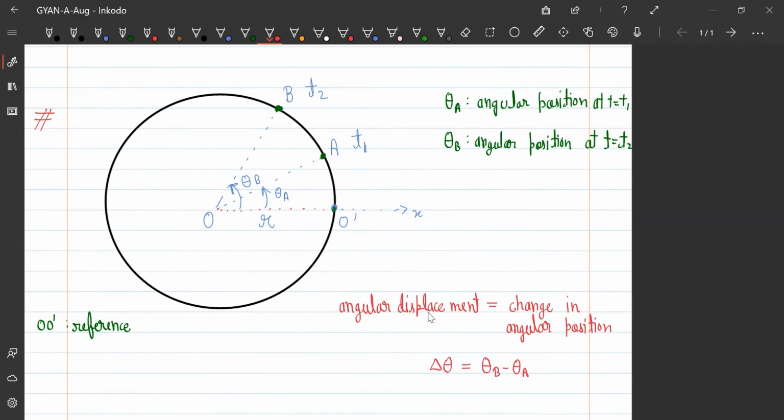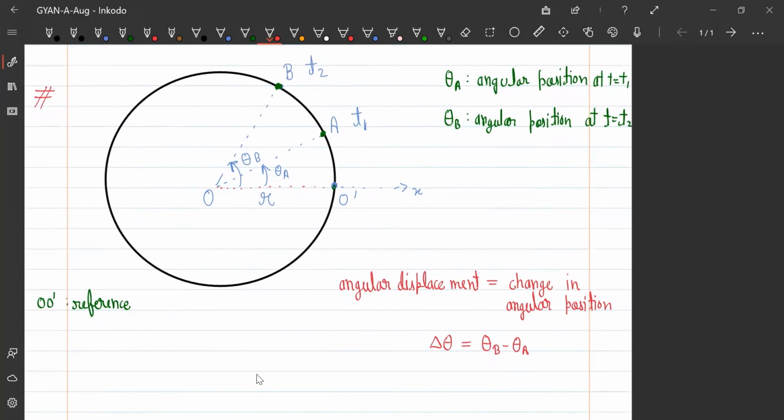So we can define angular displacement as change in angular position. So final minus initial, or theta B minus theta A. Okay. After defining angular displacement, you can define average angular velocity.